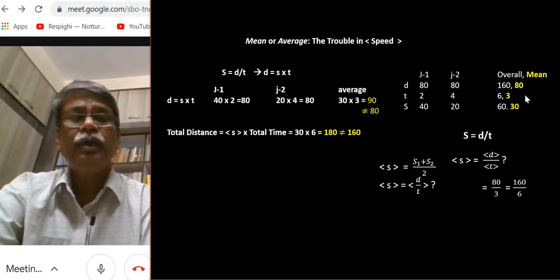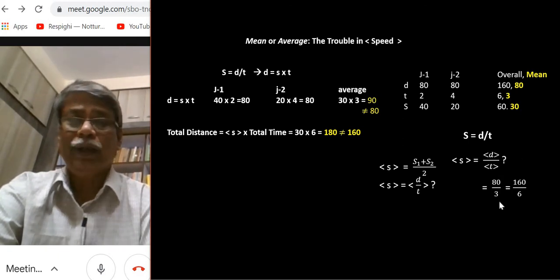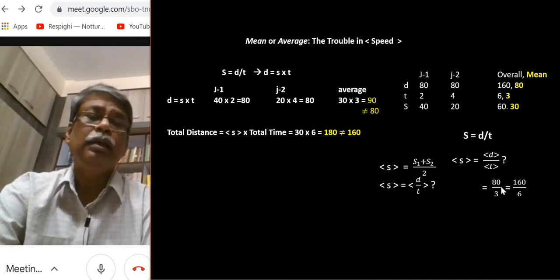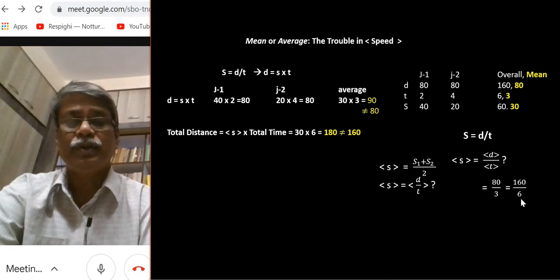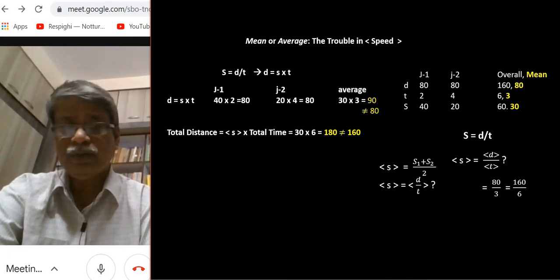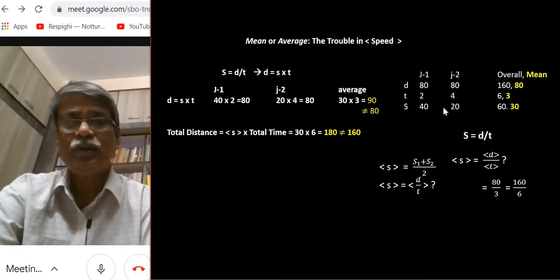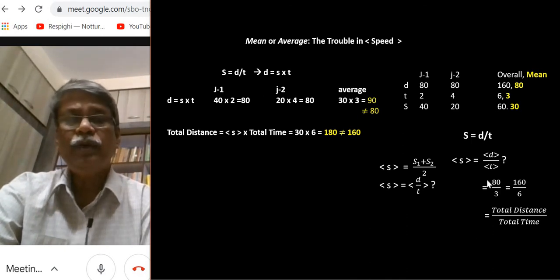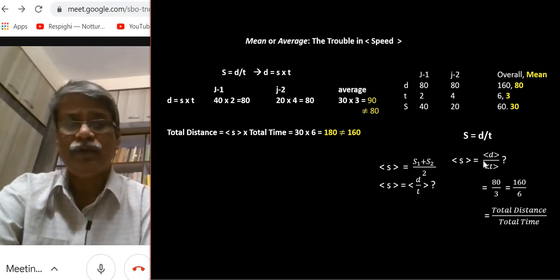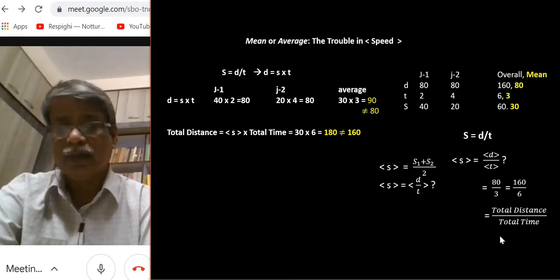So D average is 80, the yellow color, T average is 3, so it should be 80 by 3. Okay, just multiply by 2 both sides, 80 and 3, so it should give you 160 by 6. So does it sound familiar? Yes, 160 is the total distance and 6 is the total hours of travel. So that means it is total distance by total time. So if I start from this kind of averaging, probably it sounds more reasonable, right?